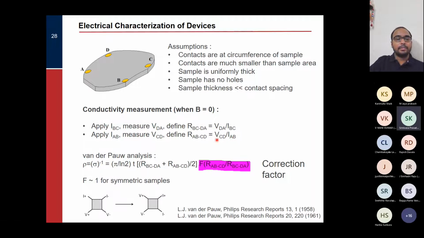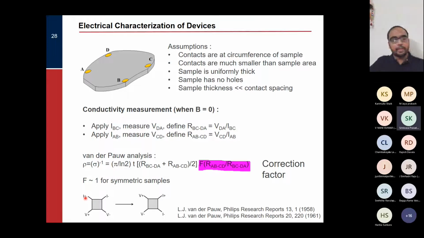Now, once I have this, then using this Van der Waals analysis, I can use this formula, that is rho will be equal to pi over ln2 times T times (RBCDA plus RABCD) divided by 2 times a factor. So this is a correction factor, that we'll see. This factor is typically 1 for a symmetric sample. However, if it is slightly asymmetric, then the value can be different from this.